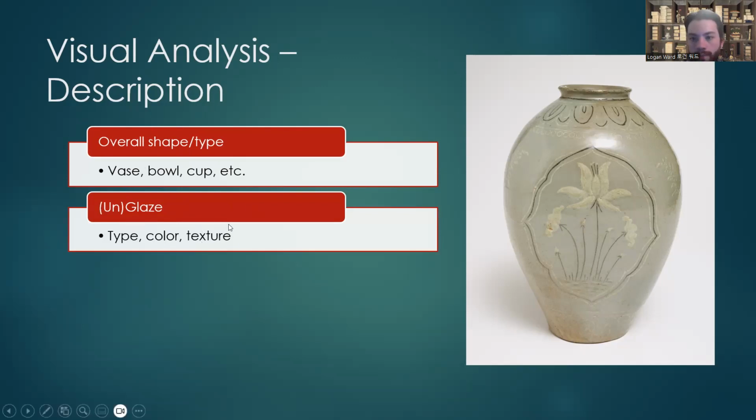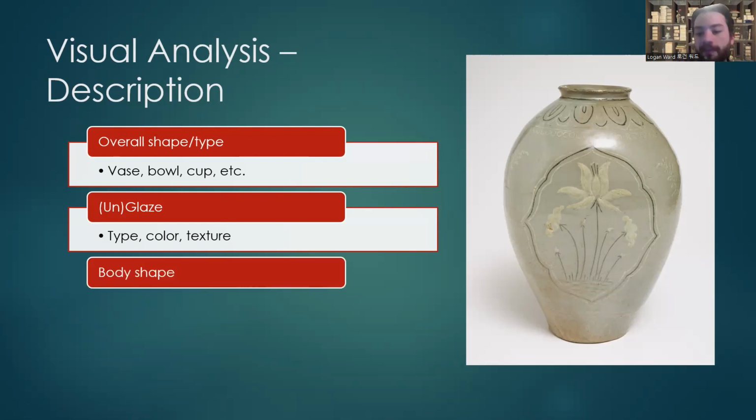And then texture. Does it have a very smooth looking surface, or is there what's called crackle in the glaze? If you look closely, you'll see there are these little lines that go across, and they form what many people who are ceramics appreciators think are beautiful cracks, kind of crackling. It's very prized, actually.